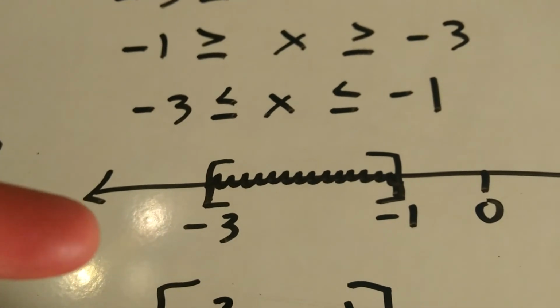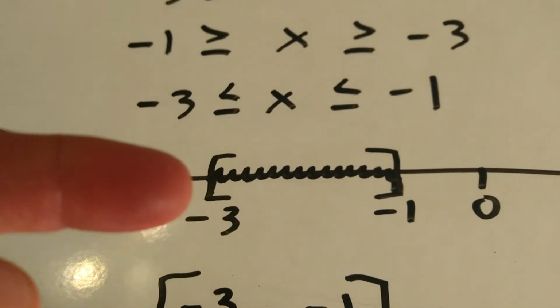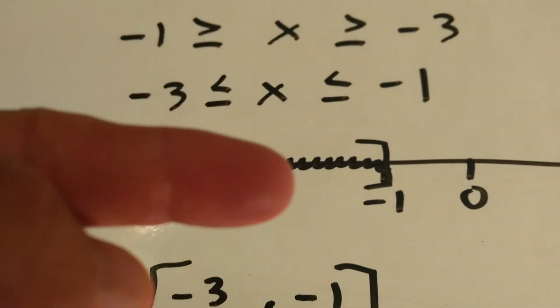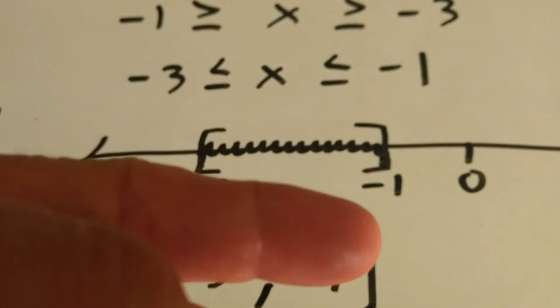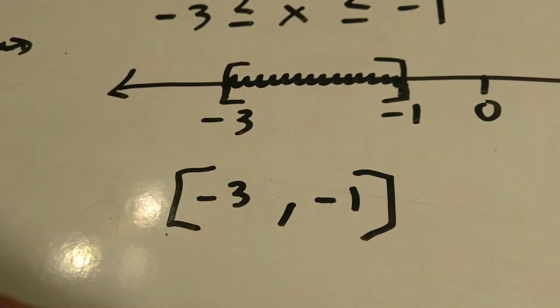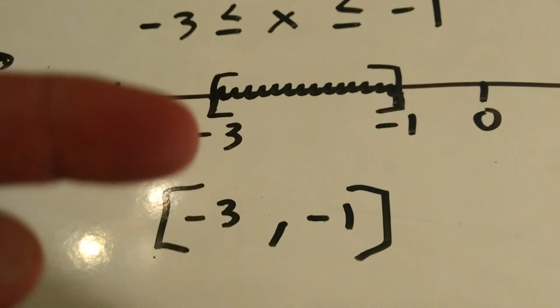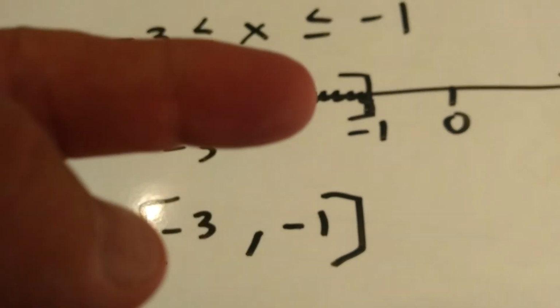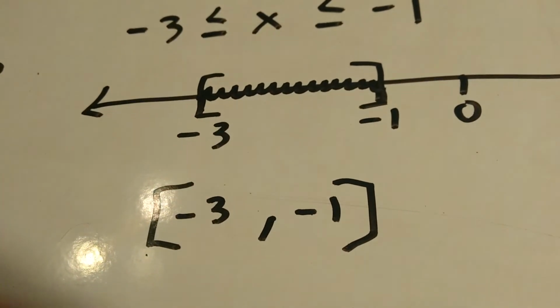This is how I do my graph. Coming from the left, first thing I hit is bracket negative 3. Keep going until bracket negative 1. My interval notation is exactly what the graph is. Bracket negative 3, comma, negative 1, bracket.